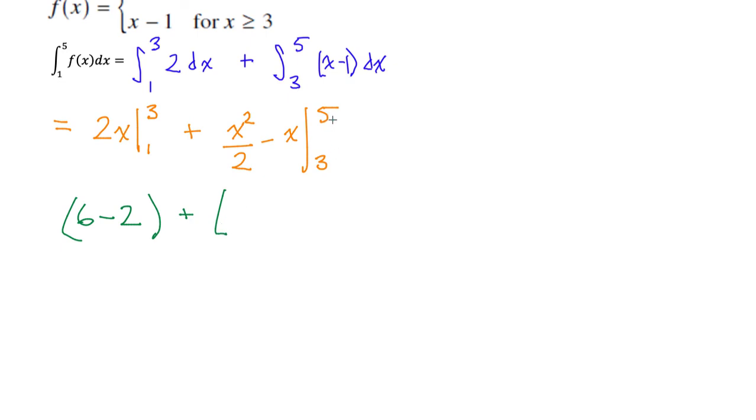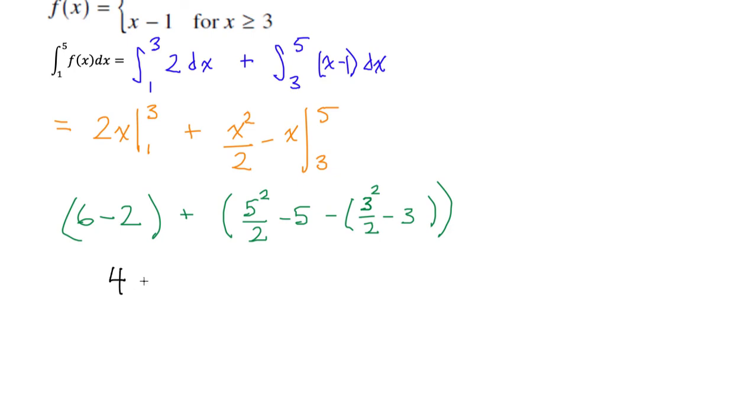So the right piece, when I plug in 5, I'm going to get 5 squared over 2 minus 5, and now I'm going to subtract. I'll do a double set of parentheses here. I'm going to subtract this set of parentheses when I plug in the 3. 3 squared over 2 minus 3, and that is a 3. Let me make that 3 look a little bit nicer. That's a 3. Let's go ahead and simplify.